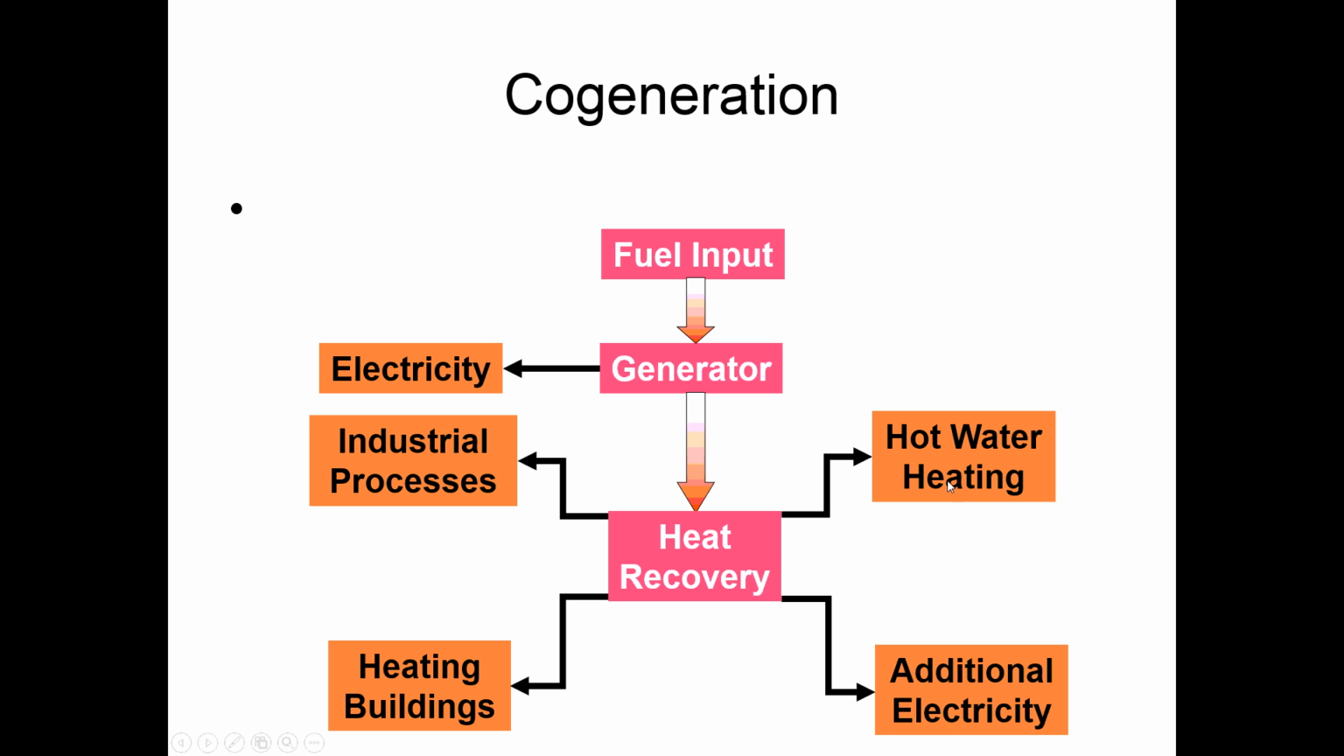If we're talking about industries, we can use it for other industrial processes. So the whole point is that we're using one fuel, and whatever waste is produced, we're going to use it again. We're going to use it until that heat just dissipates, it runs out, and we cannot use it anymore. So it's an efficient use of fuel.